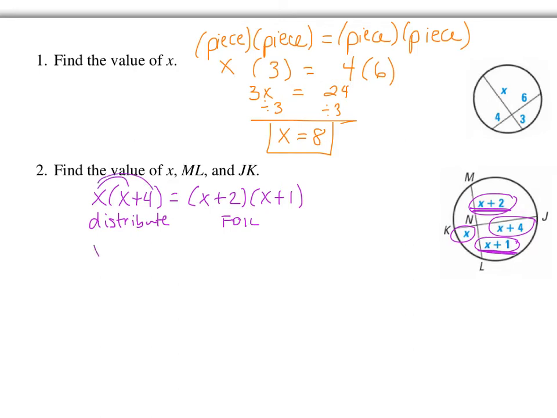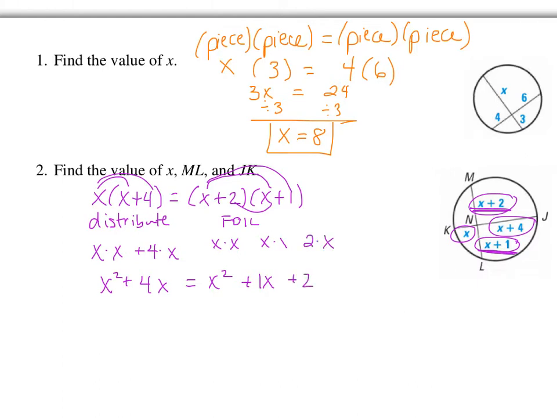So distribute, so x times x. And then I'm going to have my 4 times my x, so I get x squared plus 4x. On this right-hand side, I have x times x. So we get x squared. X times 1. So I get a plus 1x. Then I have my 2 times x. So I get 2x. And then 2 times 1. And I get a 2. So then I need to combine my like terms together. So I get x squared plus 3x plus 2 equals my x squared plus 4x.